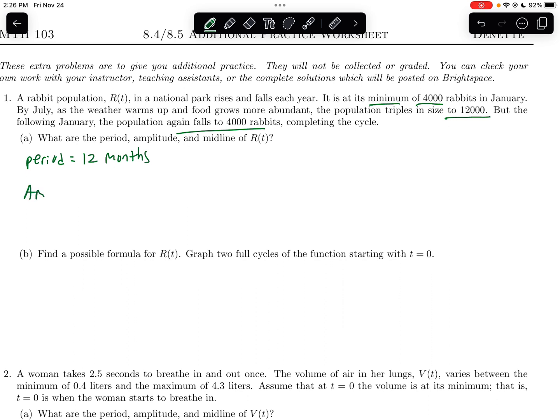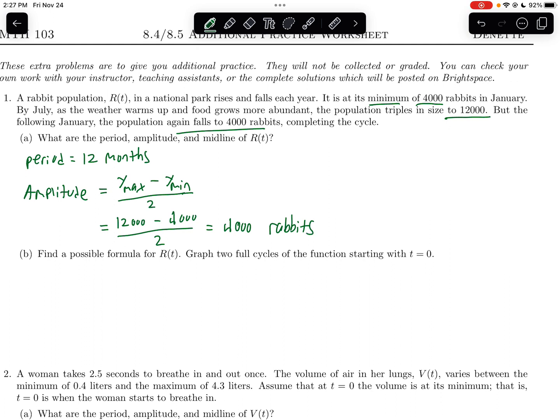The amplitude, this is the maximum output value minus the minimum, over 2, so it's half of the vertical height. So this is 12,000 minus 4,000 over 2, so 8,000 over 2, and this is 4,000 rabbits, because that's the unit of the output variable.